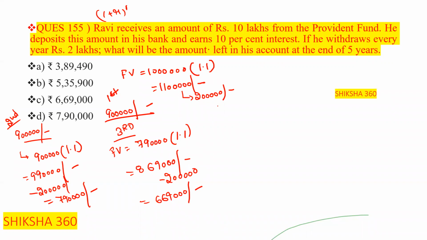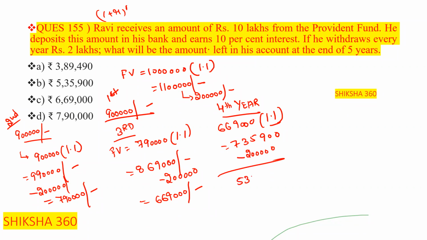Clear? So at the end of the fourth year, very easy question, you just have to understand. 6,69,000 is deposited at the rate of 10%. So how much amount will he get after 1 year, at the end of the fourth year? 7,35,900 rupees. And he has to subtract 2 lakh here. That is 5,35,900 rupees.